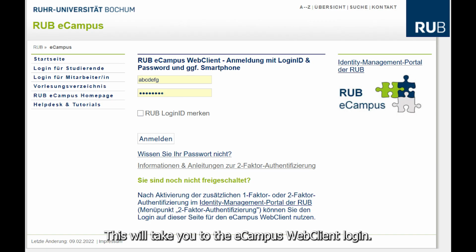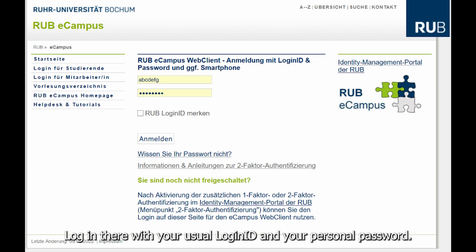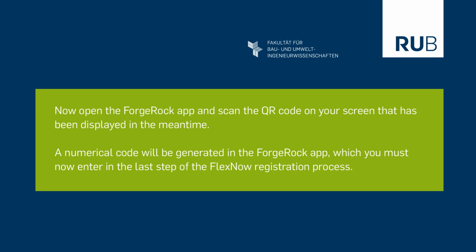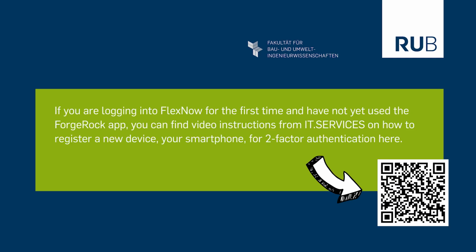This will take you to the eCampus web client login. Log in there with your usual login ID and your personal password. Now open the ForgeRock app and scan the QR code on the screen that has been displayed in the meantime. A numerical code will be generated in the ForgeRock app, which you must now enter in the last step of the FlexNow registration process.